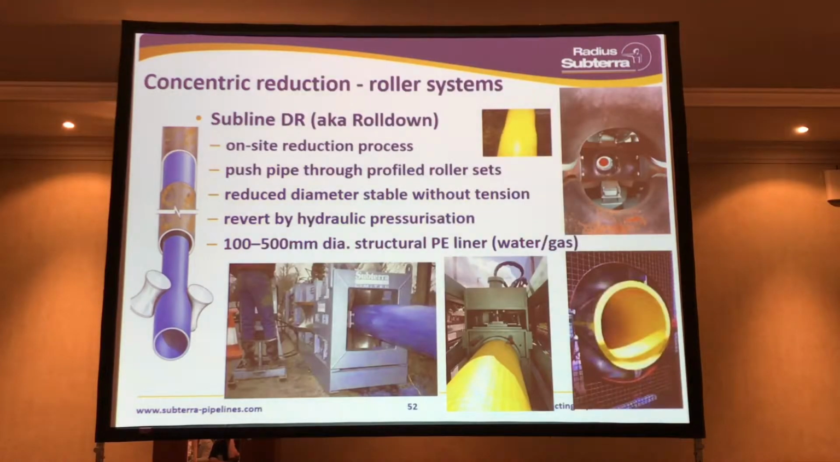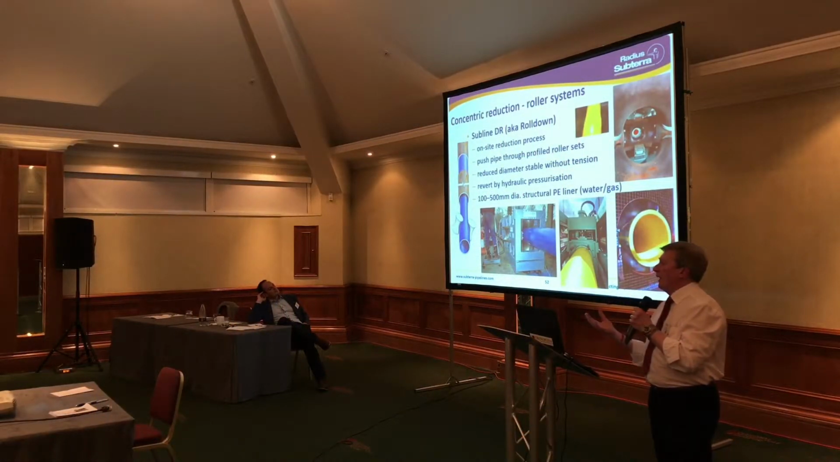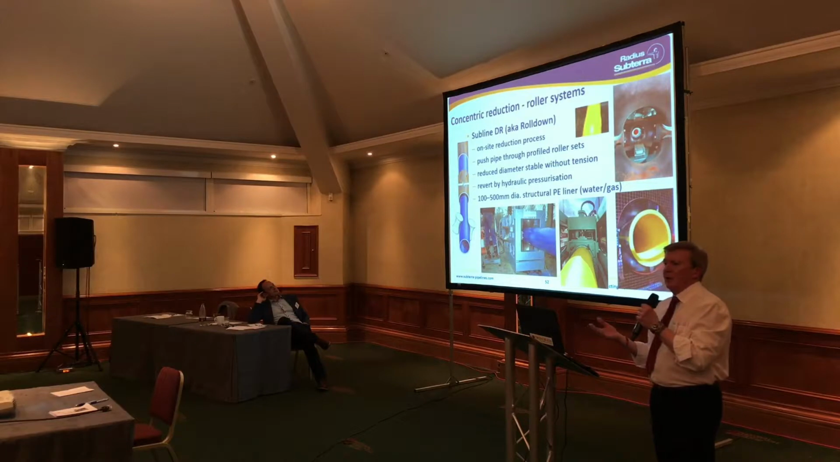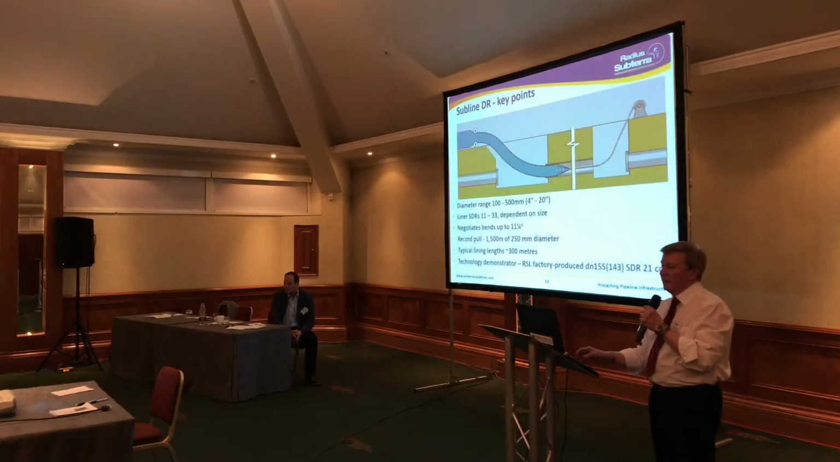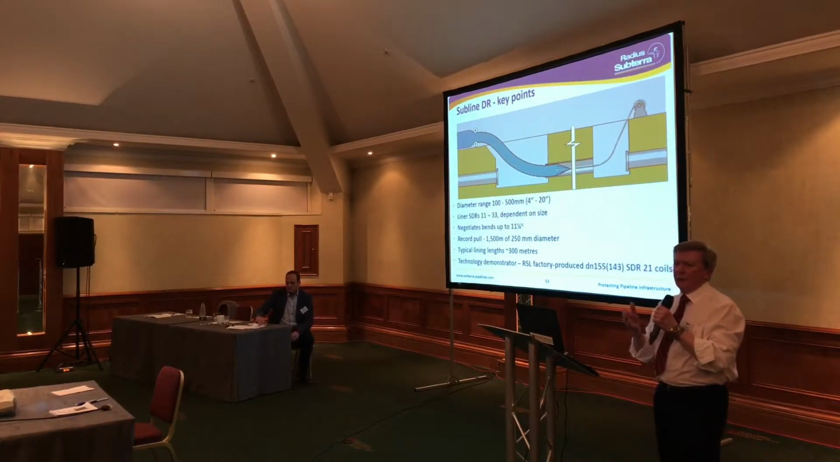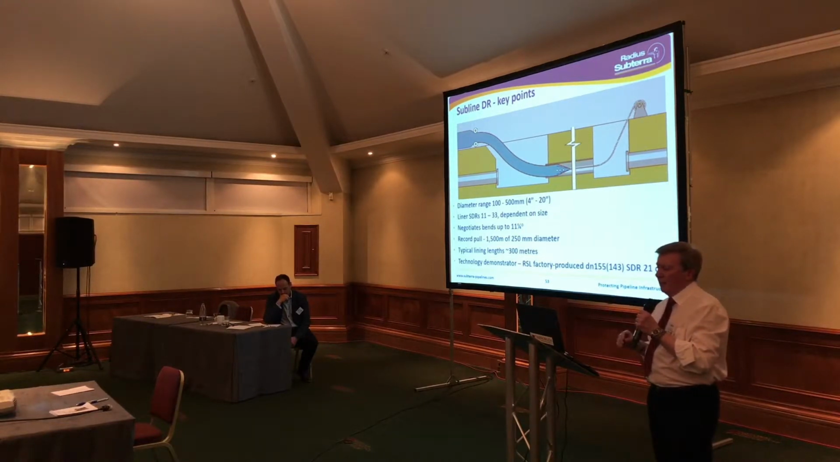We've already looked briefly at the Subline DR process, pushing pipe through sets of rollers, reversion by hydraulic pressurization. That technology is available in sizes from 100 to 500 millimeter pipe outside diameter, and can be applied to liner pipes in the range SDR11 to 33. The actual size depends on the diameter. Bends we're going to talk about later, lengths we're going to be talking about later.